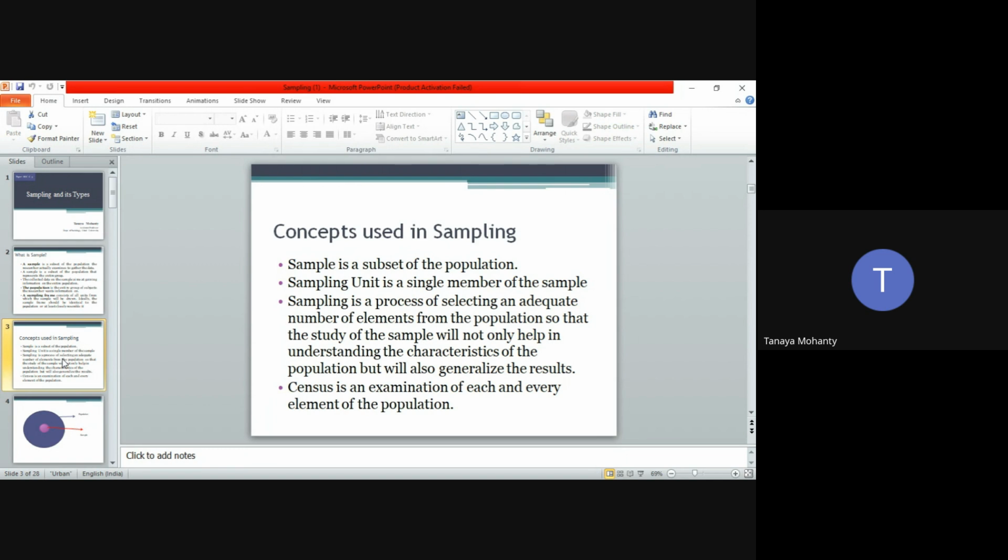Census, what happens in a census? In a census, you tend to examine every element of the population. So basically, in a census, you are taking 100%, your sample size is 100% of the population. So there is no difference between your sample and your universe or your population. Got it?